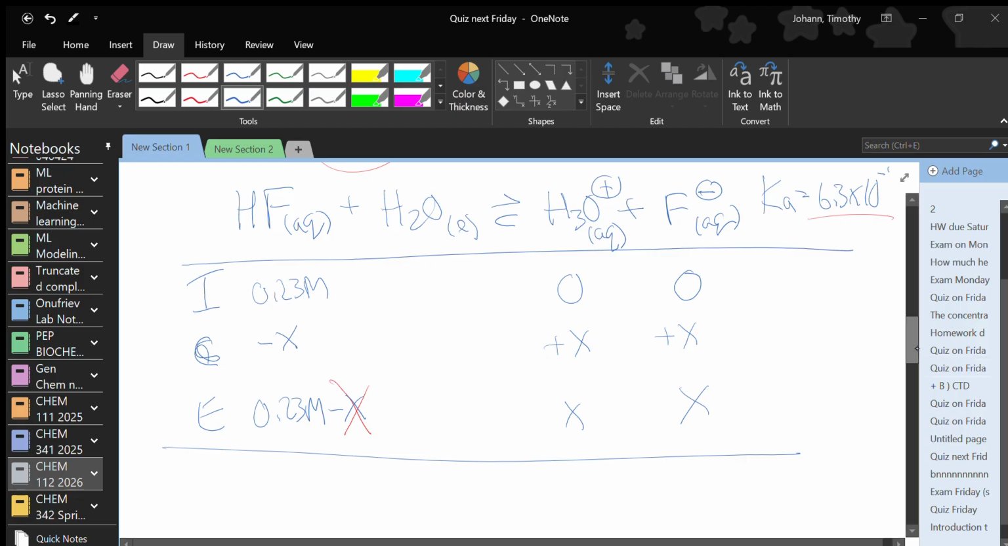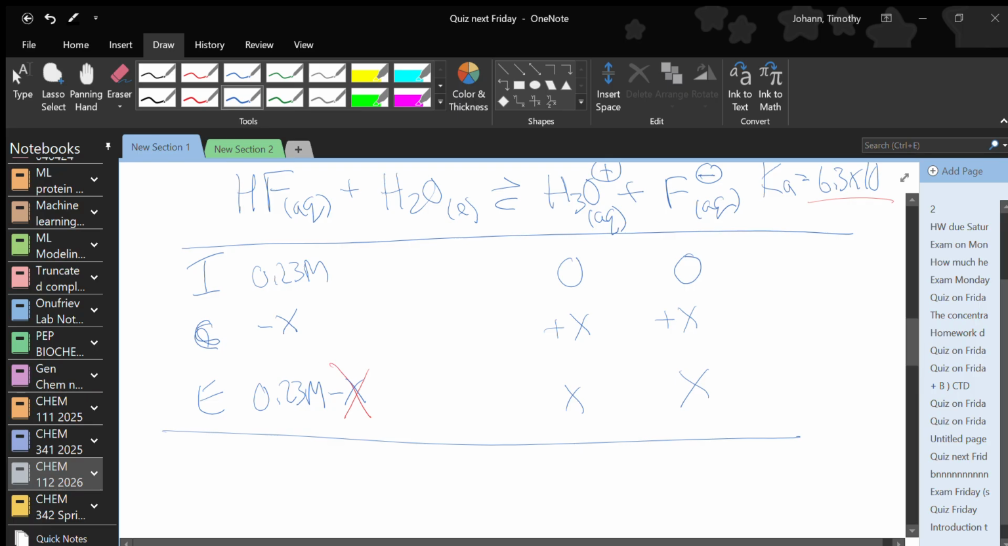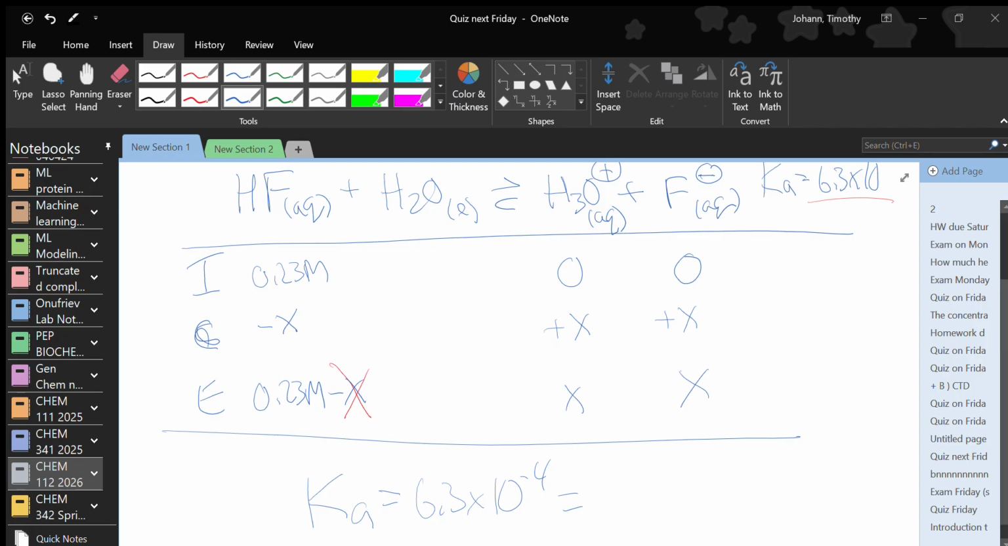All right. So now what we want to do is set up our equilibrium expression. So Ka is going to be equal to 6.3 times 10 to the negative 4th, right? And then go ahead and set up the rest of the equilibrium expression here for it. I'll give you 30 seconds for that.